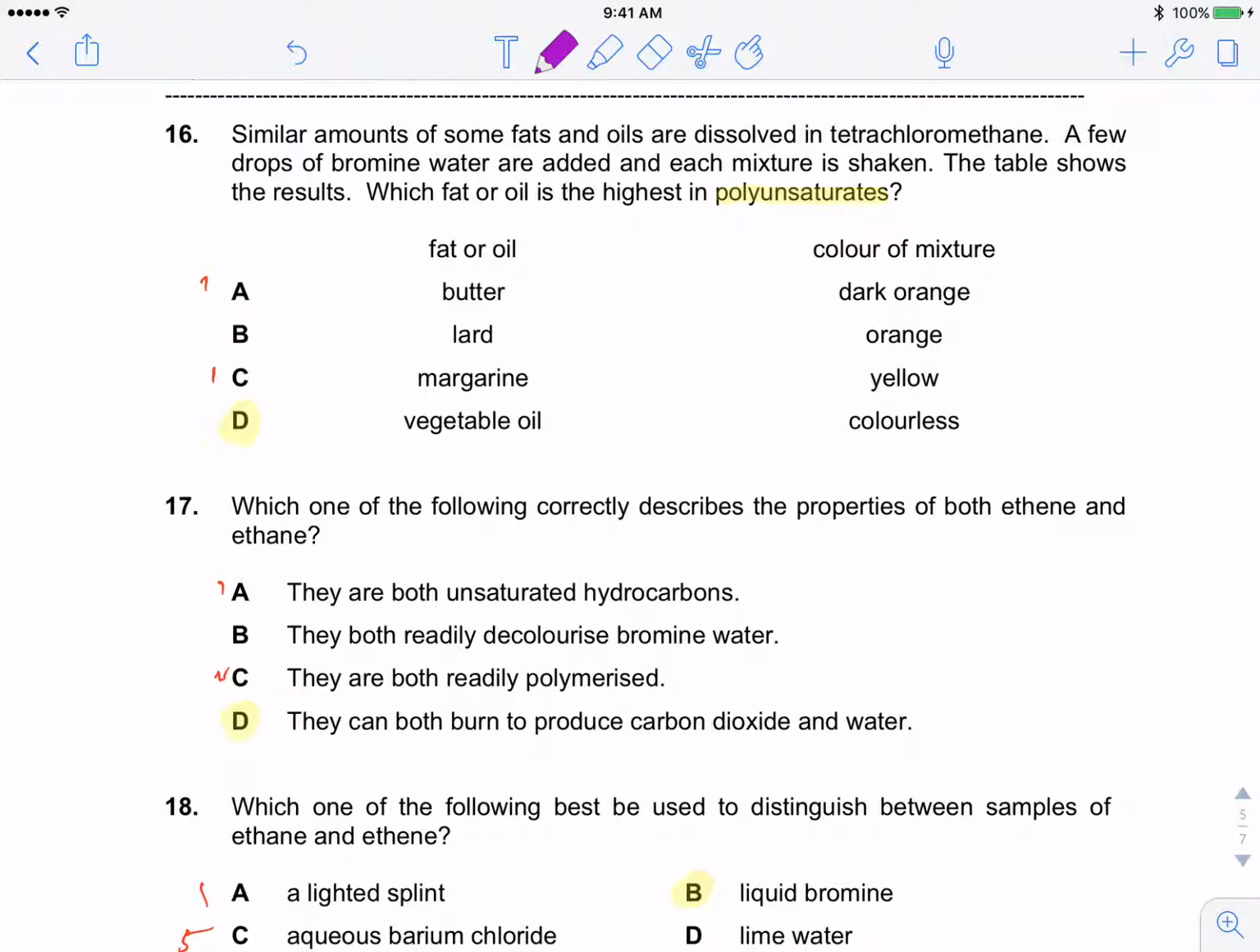Polyunsaturates means that there is more than one C-C double bond. So they are asking which of them has the most number of C-C double bonds. We call that bromine water. This is reddish brown. And when it reacts with a C-C double bond, this reddish brown color of bromine will start to decolorize, meaning that the color will become lighter and lighter. So we just look at the color of the mixture, which one is the lightest? And that is vegetable oil, which is colorless.